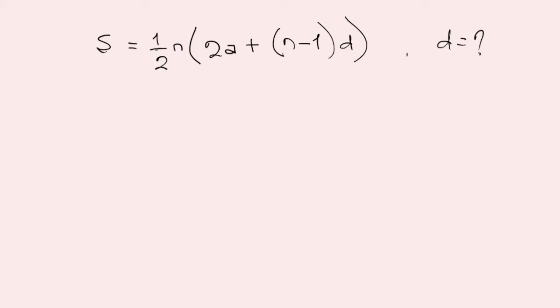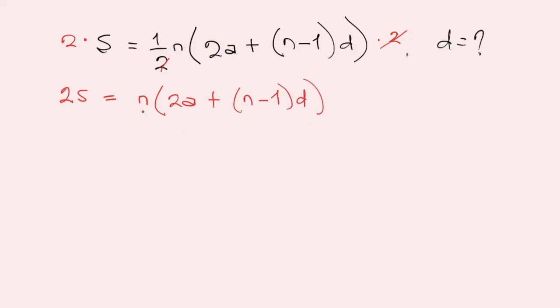So the first thing we need to do is to get rid of half multiplied by n. And as we've said before, to get rid of a fraction, all we need to do is multiply both sides by the inverse of that fraction. Now, the inverse of 1 over 2 is simply 2, because 2 over 1 is just simply 2. So if we do that, we would get 2s equals, multiplying this side by 2, multiplying this side by 2. So 2 cancels out 2, and we're left with n 2a plus n minus 1d.